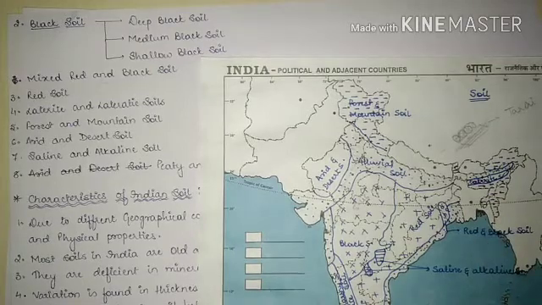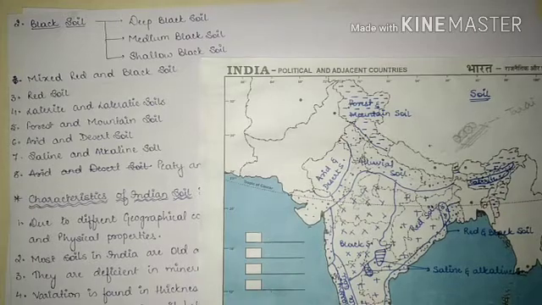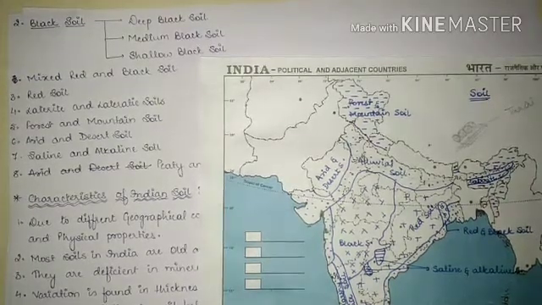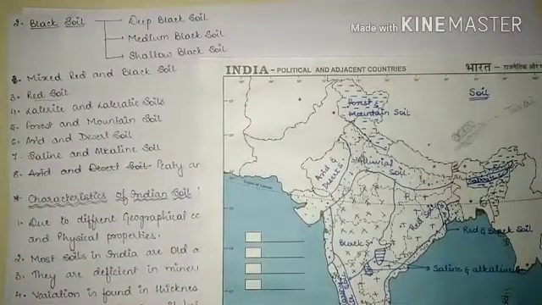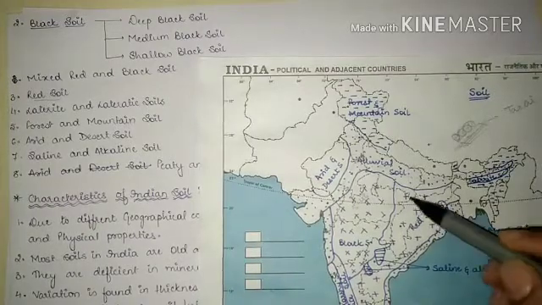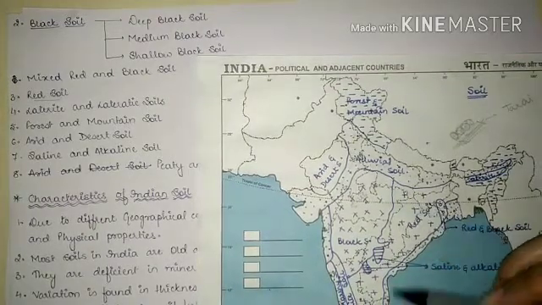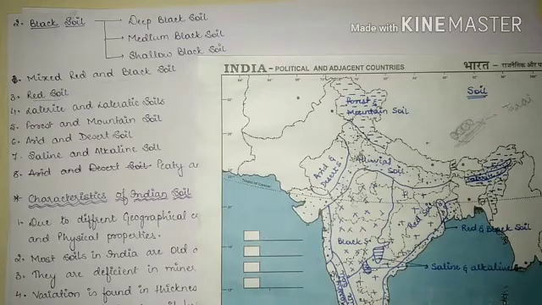Then we have red soil. Now, red soil is the largest soil group. It is the largest soil group in India. Okay, it comprises several minor types of soil.